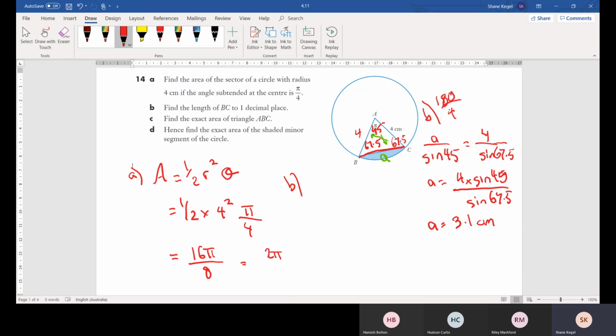Now, exact area hints that we're going to need to leave it in terms of pi radians, or maybe we don't need to. We'll see as we go. So question part C.